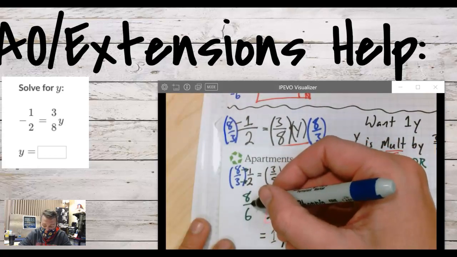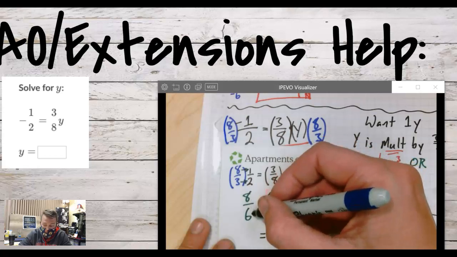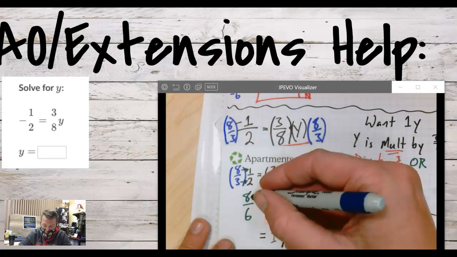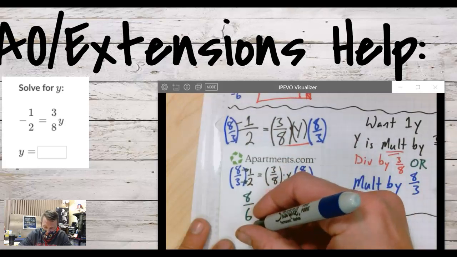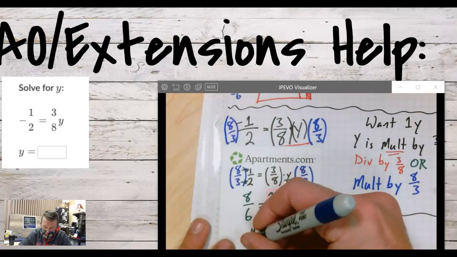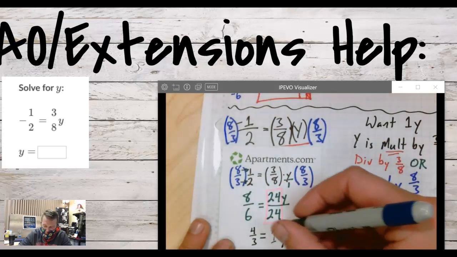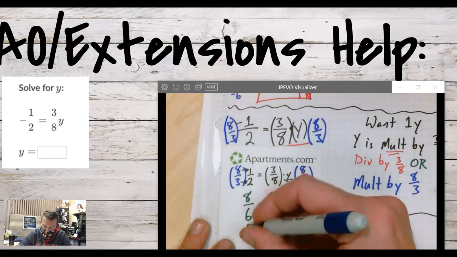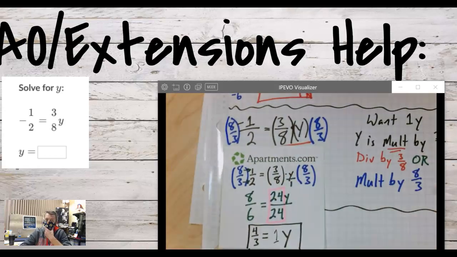Both of these numbers are even. So I know it can reduce. So if I divide by 2 and divide by 2, I will get 4/3. So y is equal to 4/3.